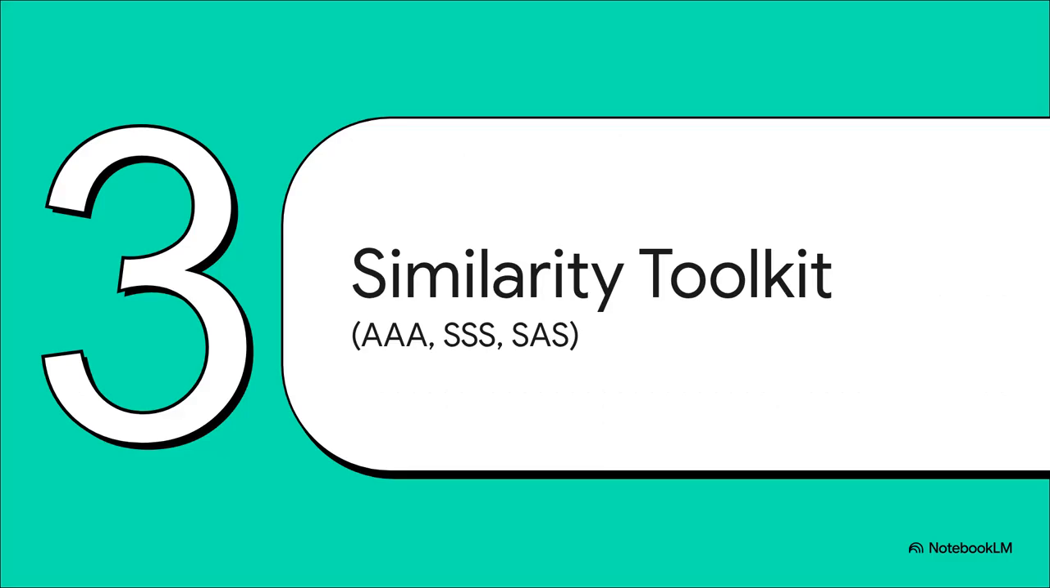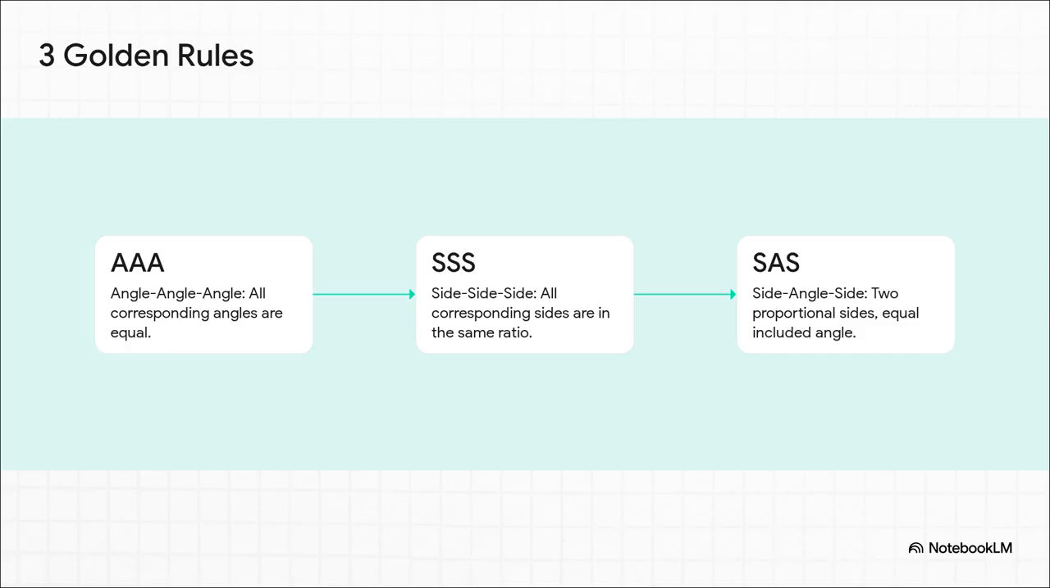So remember how polygons needed two conditions to be similar? Well, guess what? For triangles, it gets way easier. We have a special little toolkit, 3 golden rules that let us prove triangles are similar much, much faster. And here they are, your 3 best friends for this chapter. First is AAA. If all 3 matching angles are equal, the triangles are similar. Done. Second is SSS. If all 3 matching sides are in the same ratio, they are similar. And third is SAS. If 2 sides are in the same ratio and the angle between those 2 sides is equal, then they are similar.